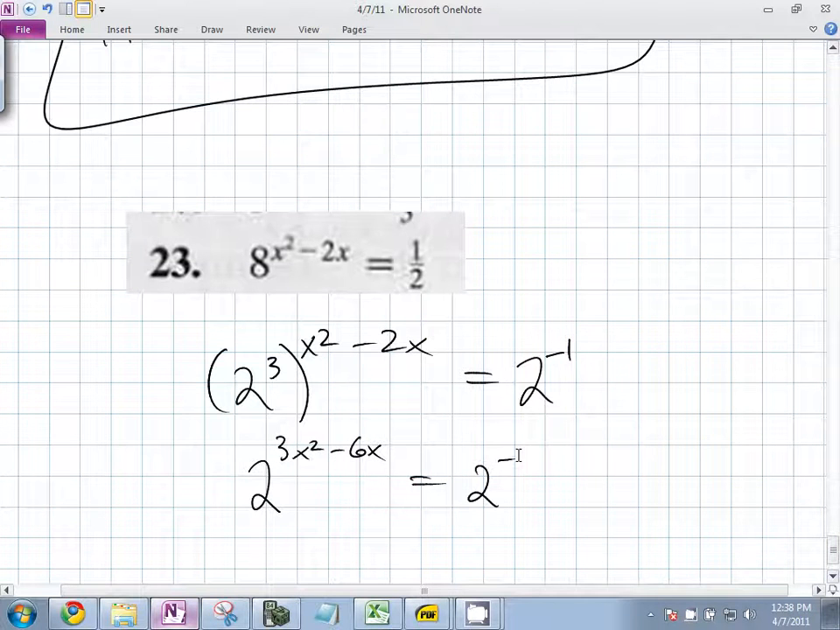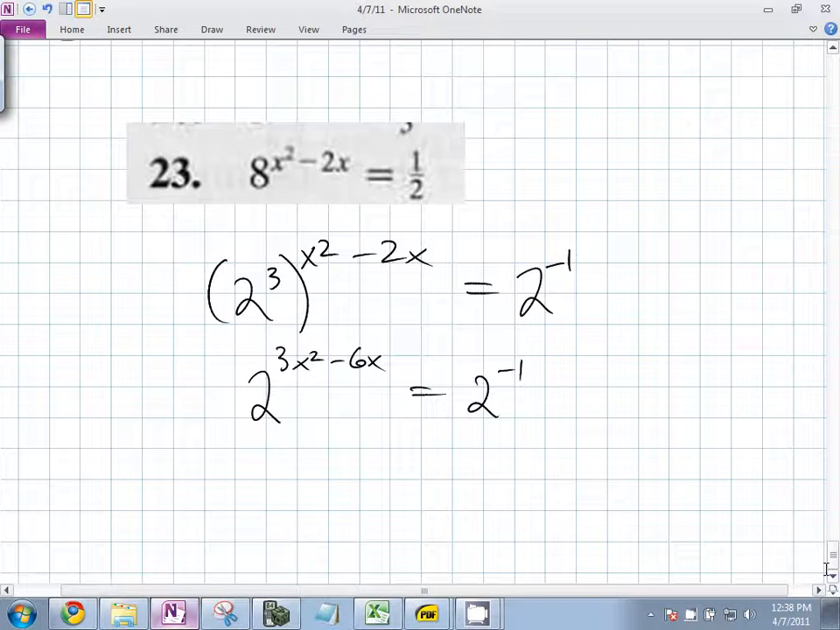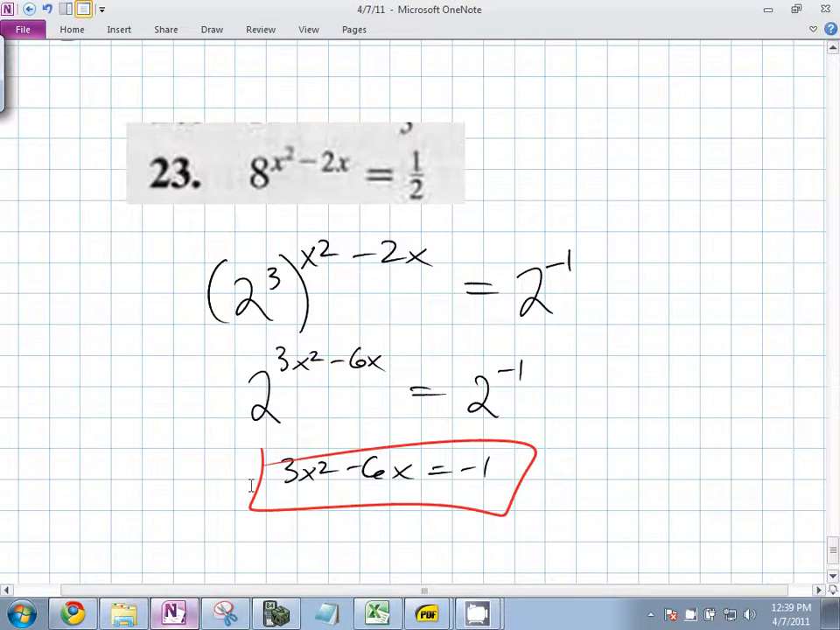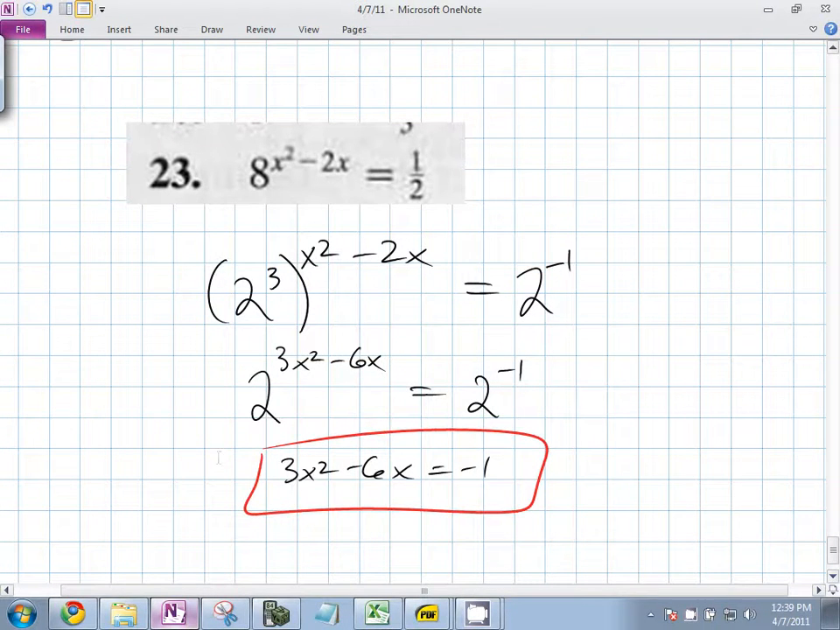If that's true, can someone tell me what has to be true? What kind of equation is that? Have you much experience with quadratics? Should you be able to finish that? Yeah, you should. Make it into something that you recognize. That's the moral of the story. Okay, you can keep on working on these.